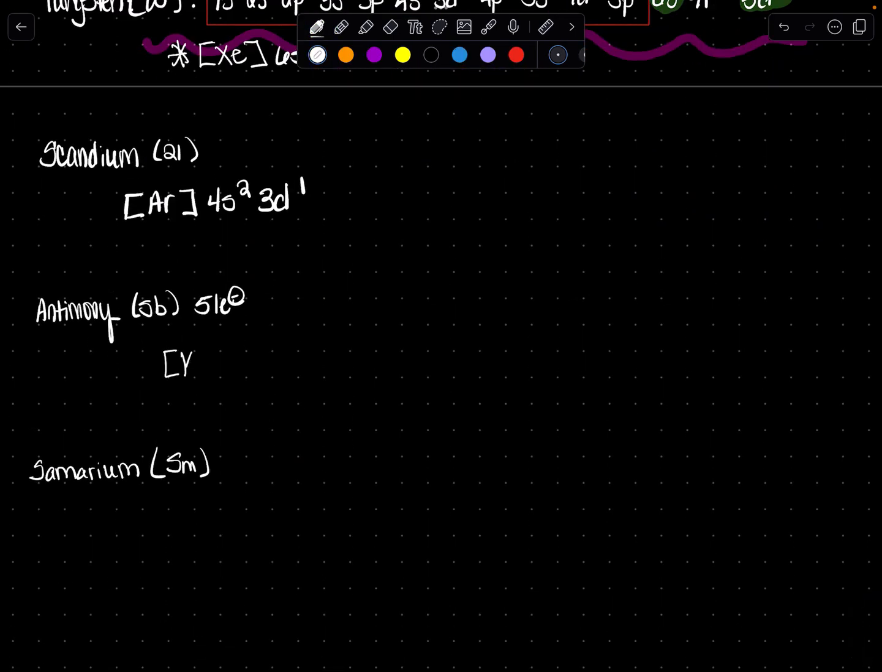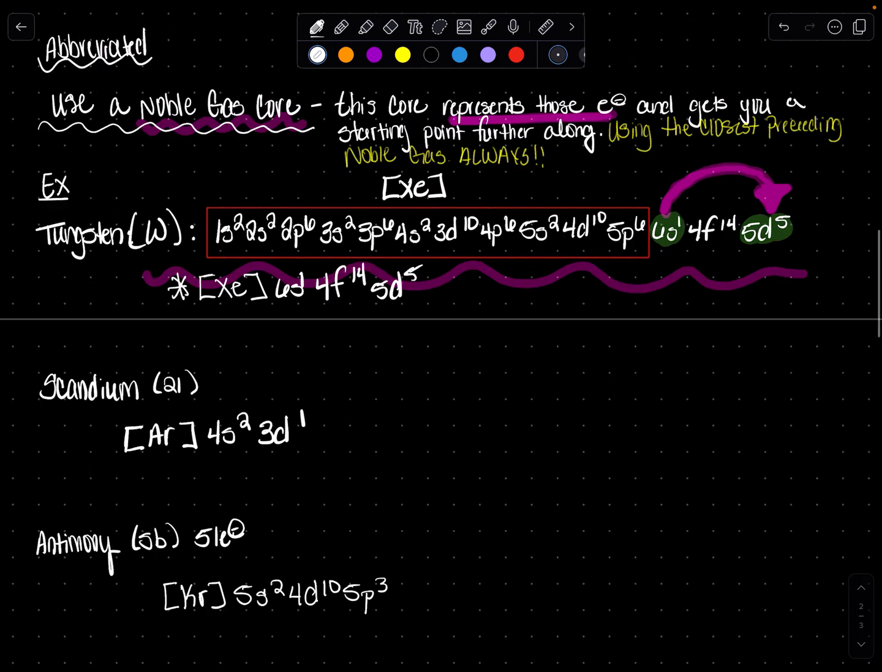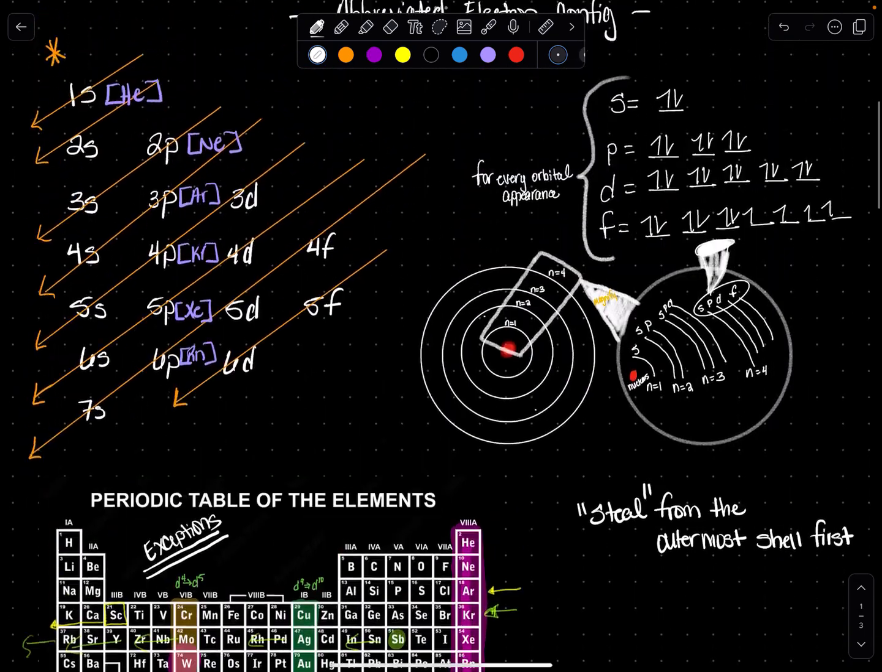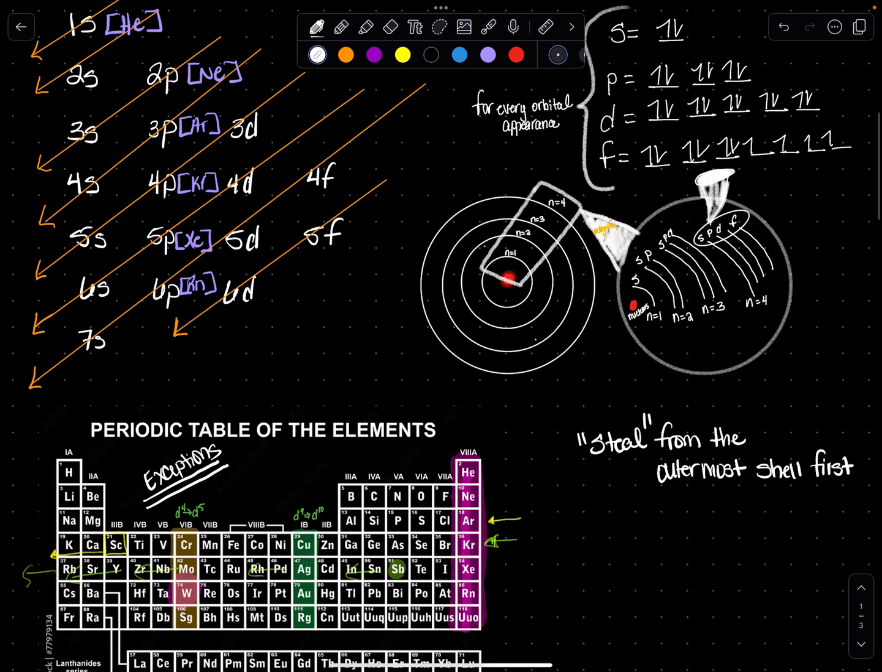So I draw my base, krypton. Then I keep going. So krypton represents 36 electrons. So I need to get to 51. So 36. My next one will be 5s2. Then I'm going to come to 4d10. Then finally I'm going to have some left over here at 5p3. So all I do is I take my noble gas core. I've established it's krypton. Then fill it like you normally would. Just like so.